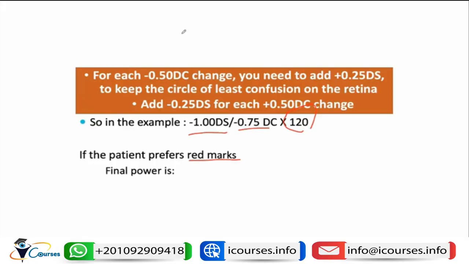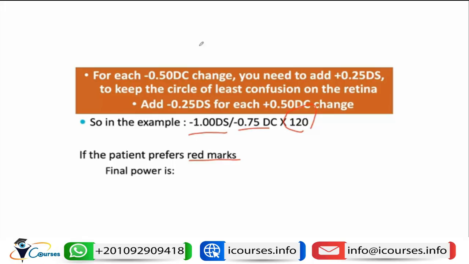By switching the Jacksonian cross cylinder in front of the patient's eye, we just collapse and expand the circle of least confusion, but we don't change its position in relation to the retina. This sentence is very important and asked frequently in the MCQ. The Jacksonian cross cylinder just expands or collapses the conoid of Sturm, so that the circle of least confusion is always present on the retina.